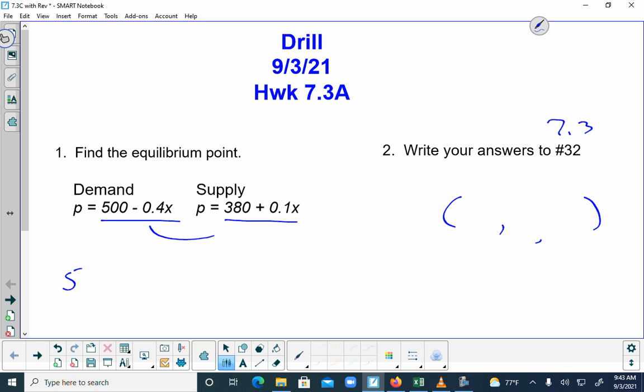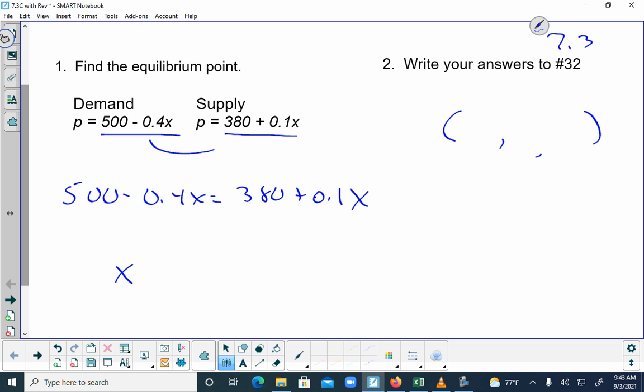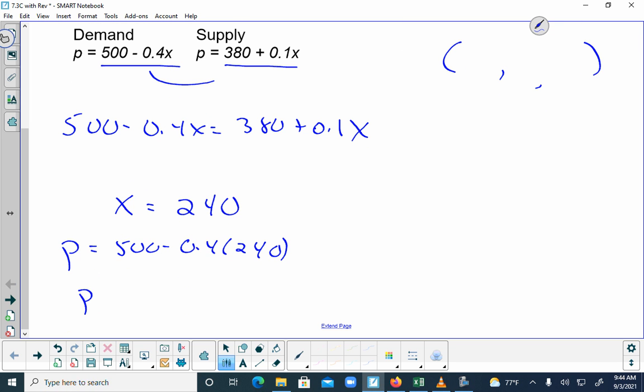And so when I do that, I'm going to have 500 minus 0.4x is equal to 380 plus 0.01x. And when I solve all that, I believe I get x to equal 240. And then when I substitute that x back in for p, I end up getting p to equal 404. So now here's my question. What does the 240 represent and what does the 404 represent?